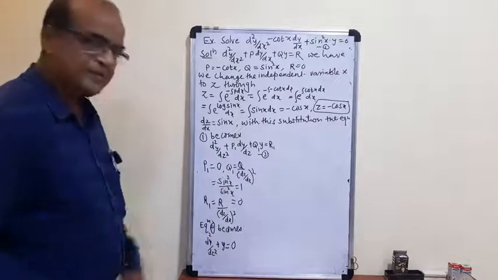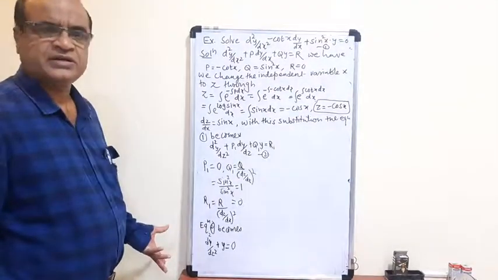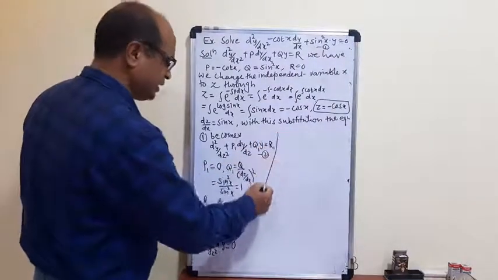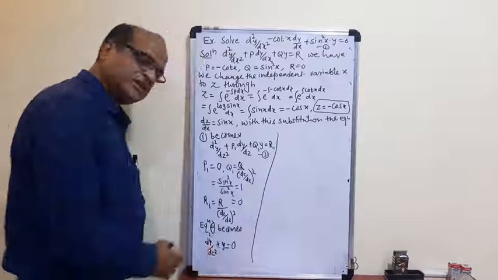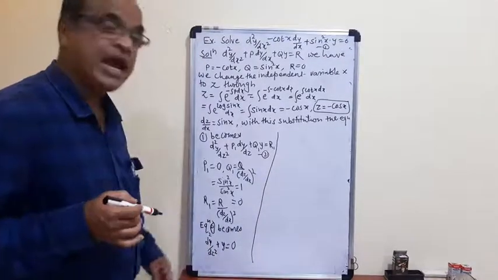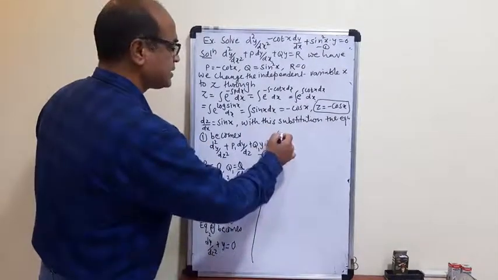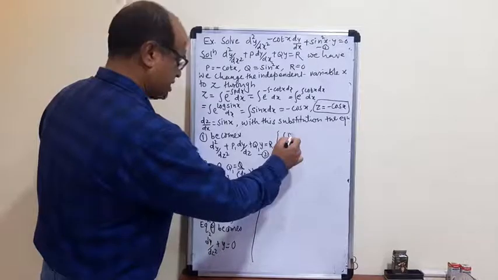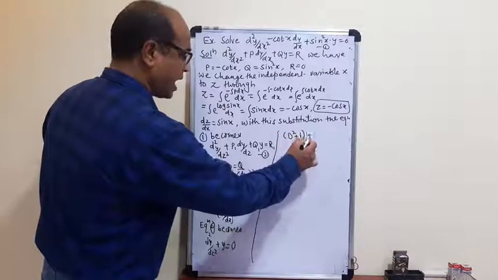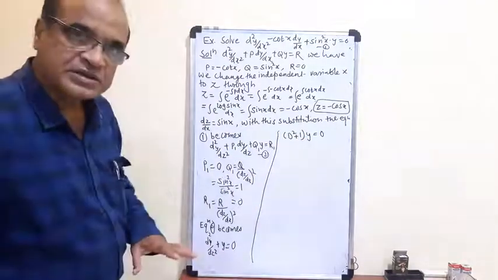And this is a very simple differential equation. This is a linear differential equation with constant coefficient. So by using operator capital D is equal to d by dz, this equation can be written as D square plus 1 times y is equal to 0. Okay, so this is a linear differential equation with constant coefficient.